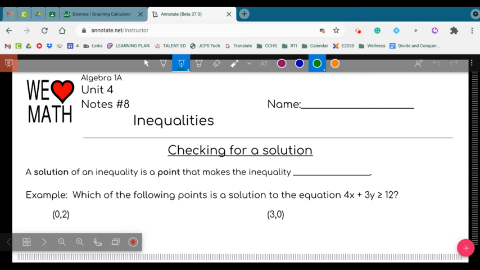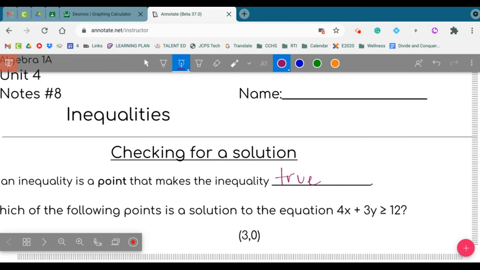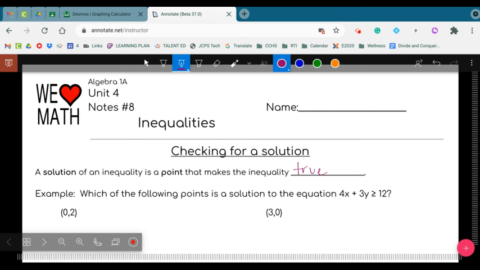The first thing we have to know when graphing inequalities is how to determine what is going to be a solution and what's not going to be a solution. A solution of an inequality is a point that makes the inequality true. So any point in the shaded region is going to be true for that inequality. It says, which of the following points is the solution of the inequality?